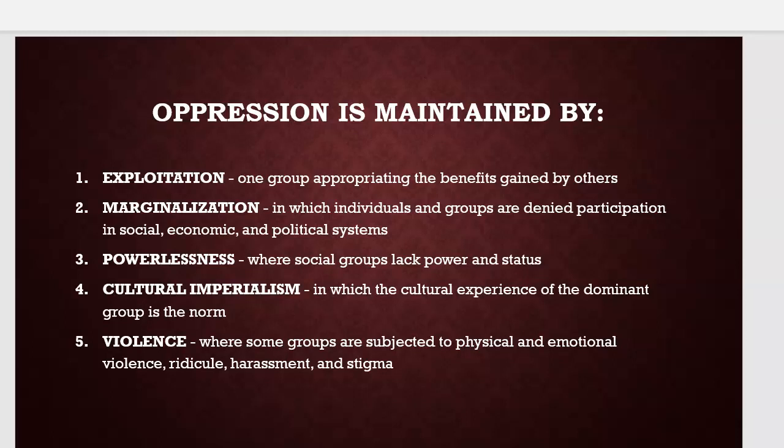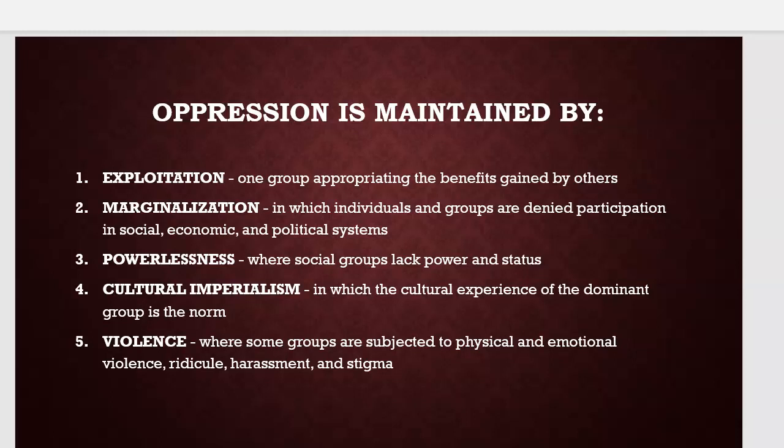So one is exploitation. This is where one group appropriates the benefits gained by others. And we can see exploitation in action by, for example, undocumented immigrants who are exploited in terms of the types of work that they have access to, the type of workplace conditions, and the type of wages that they're able to earn. Often their labor is exploited and they're not paid, and they're not recognized as having access to benefits.